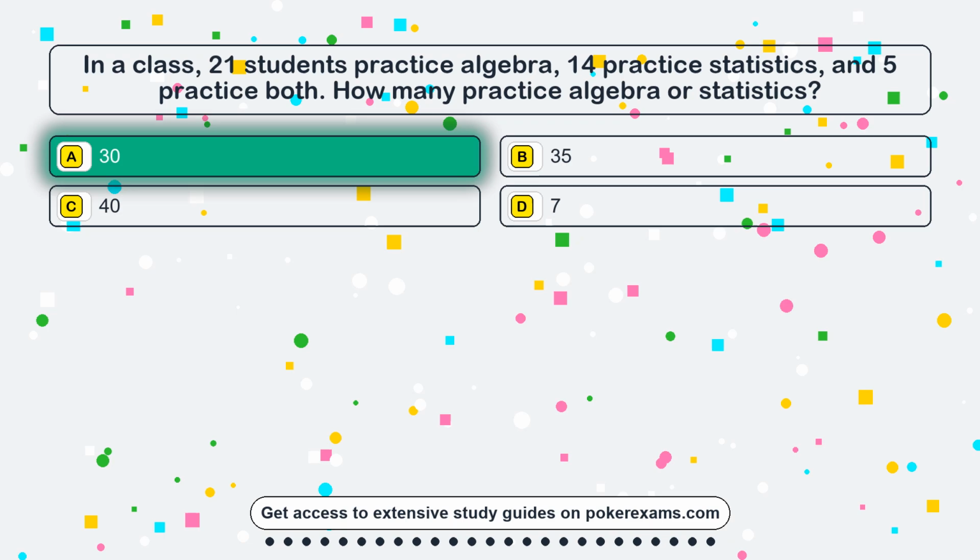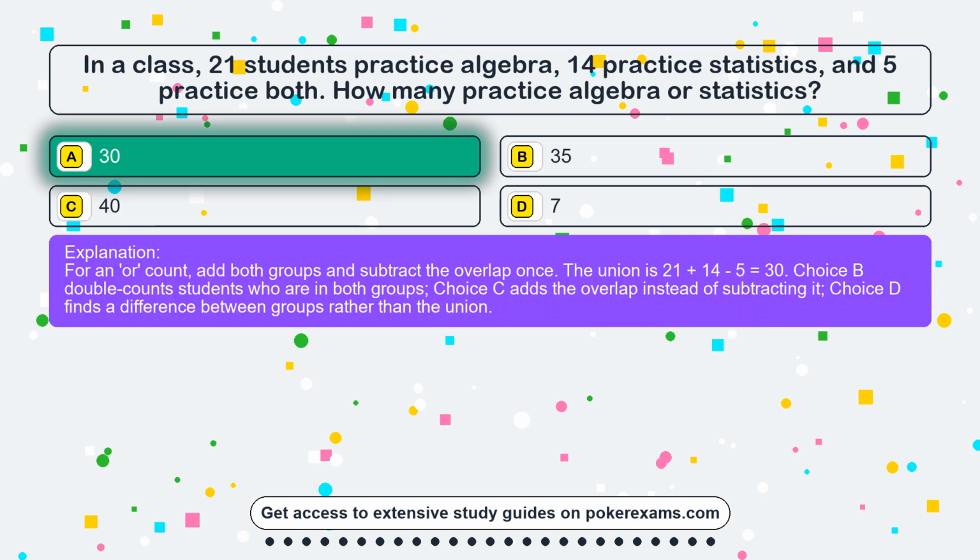The correct answer is option A, 30. For an OR count, add both groups and subtract the overlap once. The union is 21 plus 14 minus 5 equals 30. Choice B double-counts students who are in both groups. Choice C adds the overlap instead of subtracting it. Choice D finds a difference between groups rather than the union.